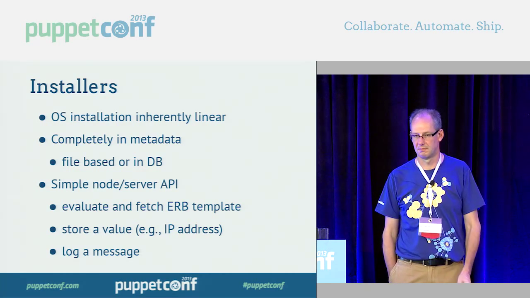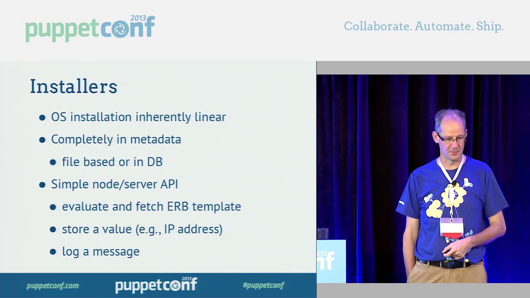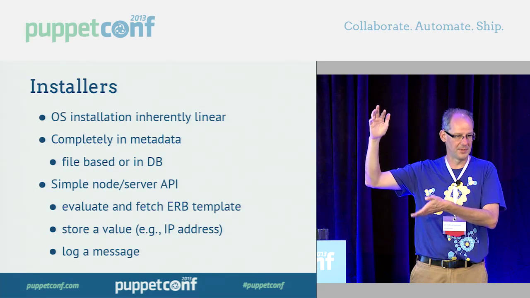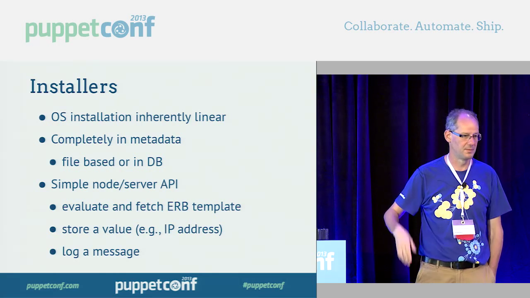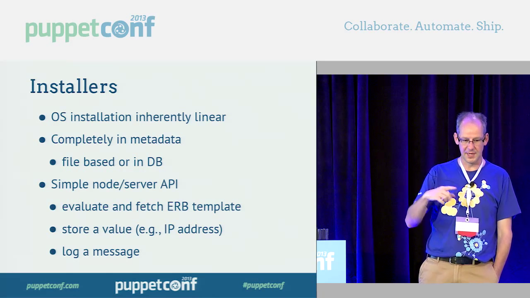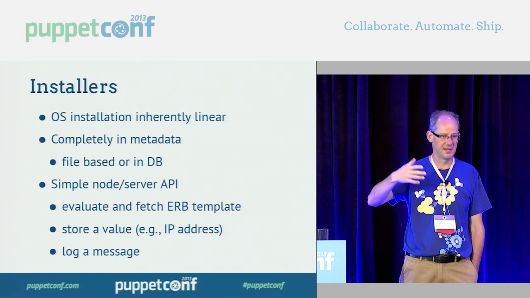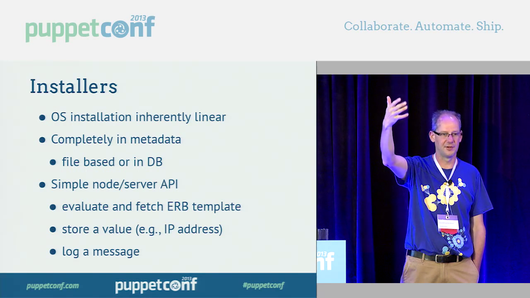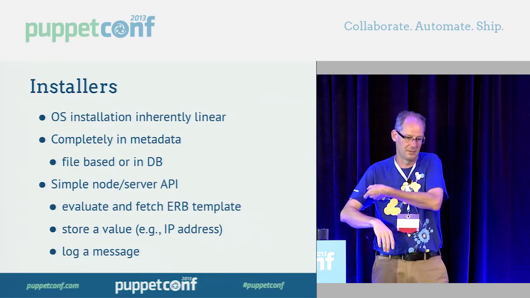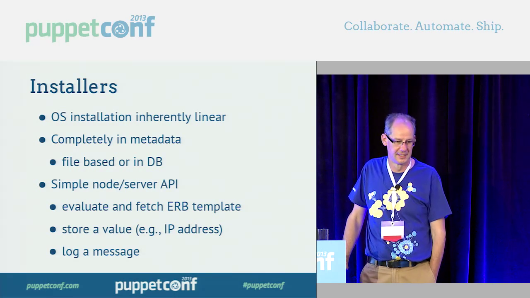A simple installer might consist just of a kickstart file, a little templatized with ERB, that then downloads a post-install script, puts it on the machine, reboots the machine, and runs that post-install script. There's a very simple API for the node to get things from the server, so that during your kickstart, for example, you can say, give me my post-install script, evaluate the post-install script template, and give me the result of that so I can store it somewhere. It also lets the node log things like, I'm almost done with my kickstart file.